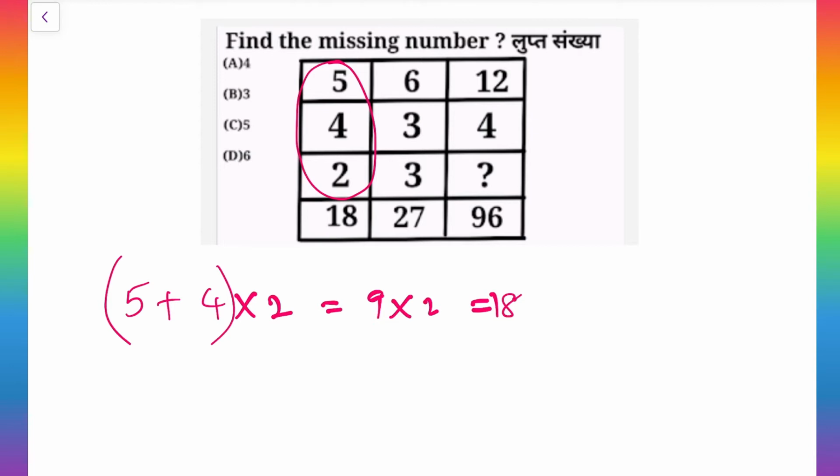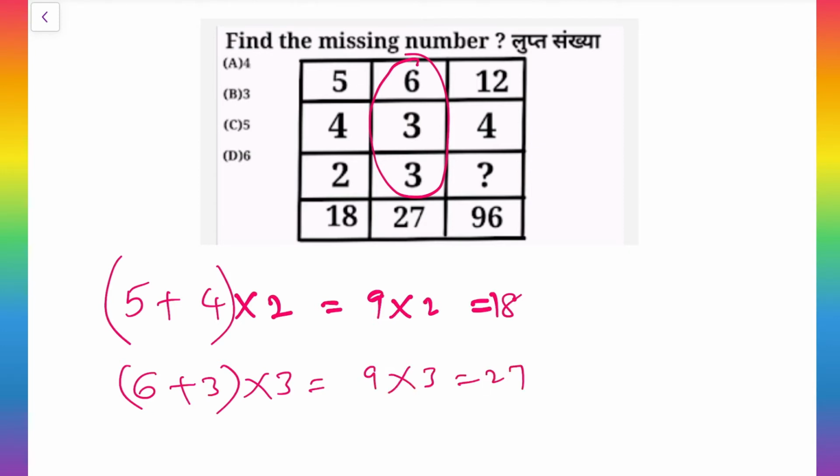5 plus 4 is 9, 9 to the 18. I will apply the same logic for the second column also, then only we can conclude. First two numbers addition, that is 6 plus 3. That answer we need to multiply with 3 again. 6 plus 3, 9. 9 into 3, it is 27. Of course, 27 is the correct answer. So this logic is correct.